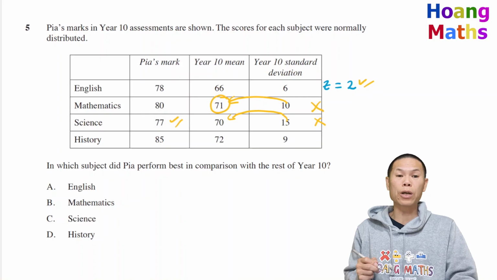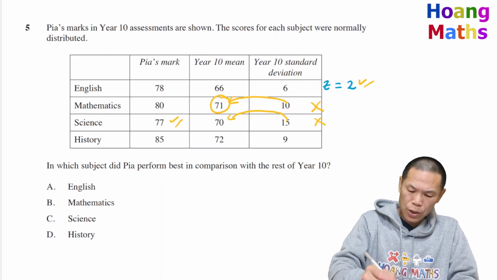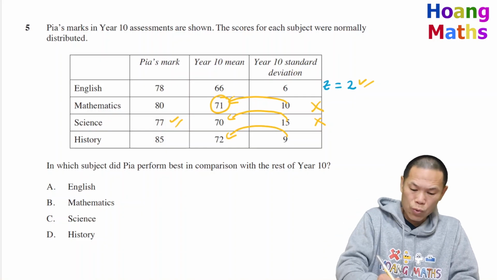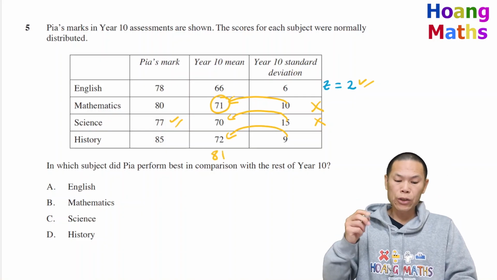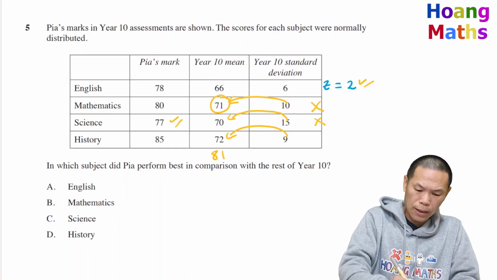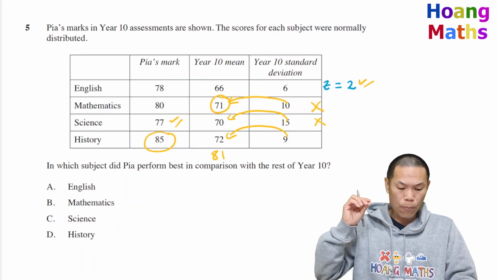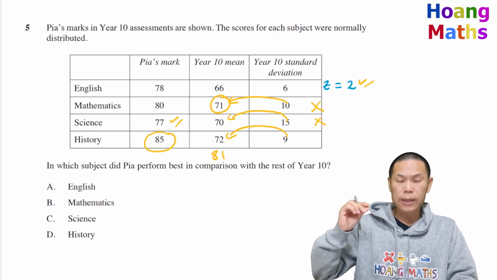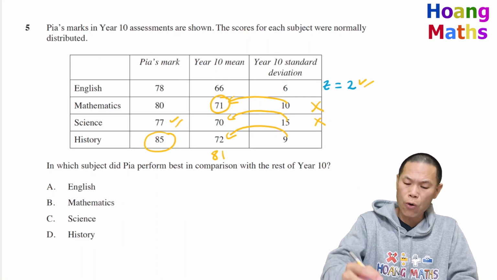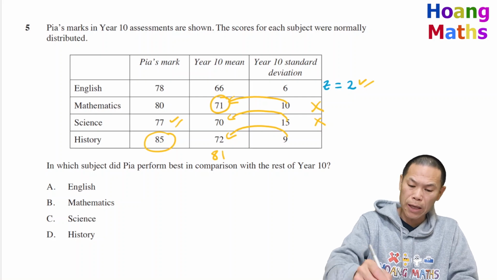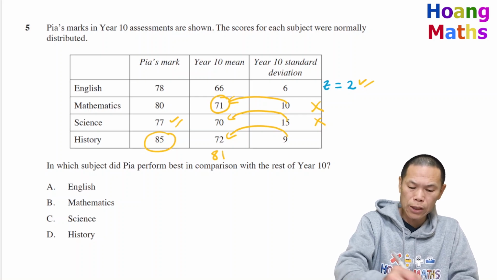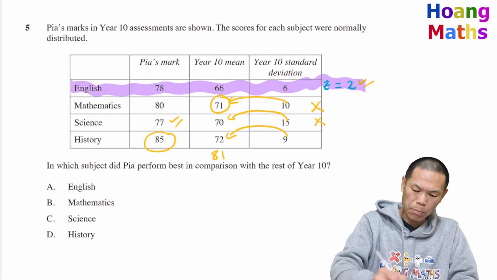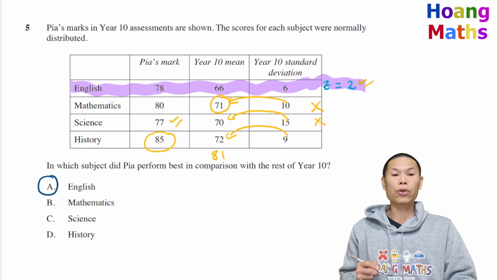For history, if we add 9, one standard deviation, to the average, it will give us 81. And just a little bit more, that is Pia's score. So for history, Pia's score is just one and a little bit standard deviations above the mean. So English is still the best. The z-score for English is the largest in here. So English is the best performance. There you go.